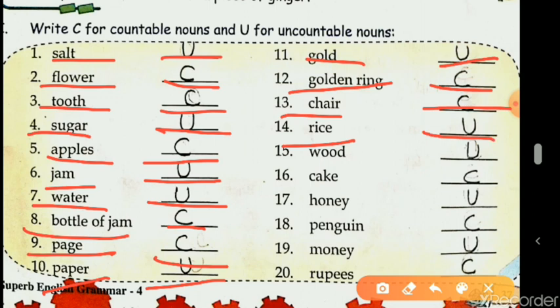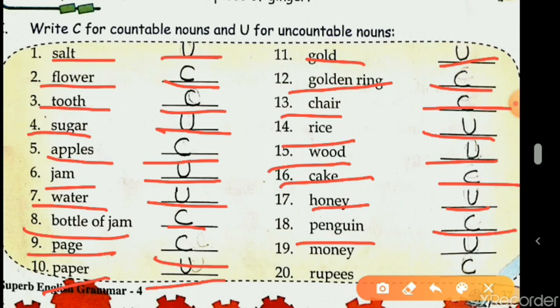Wood, can you count wood? No. I said plastic, wood, these materials are uncountable nouns. Cake. Can you count cake? Cake. Yes, cake is countable. Honey, honey cannot be counted, so honey is uncountable. Penguins, can you count the birds? Yes, penguins can be counted, so countable noun.